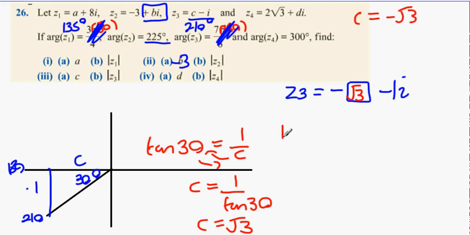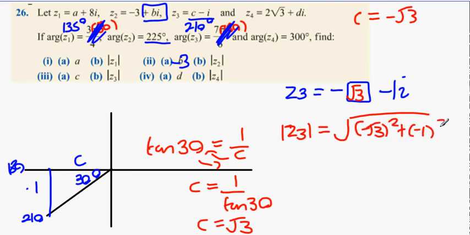The modulus of Z3 therefore is going to be the square root of minus root 3 squared plus minus 1 squared. And what that's going to get me is 2. The modulus of Z3 is 2.